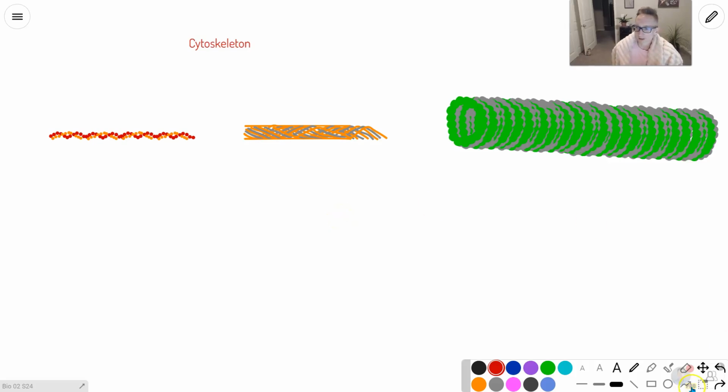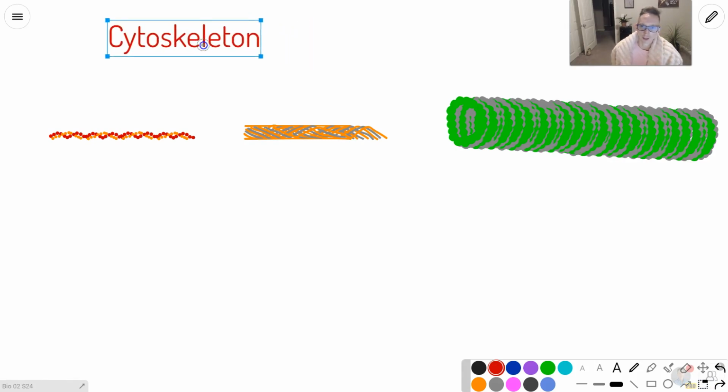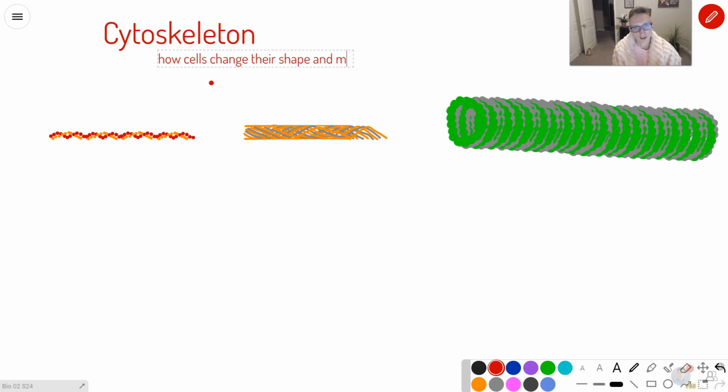All right, we got our last little lecture on the cells this week covering the cytoskeleton. I got three things kind of drawn in here, and this should be a quick one. This is what I studied really, the cytoskeleton, how cells change their shape and move things around inside of them. So this is how cells move and move things around inside of them.